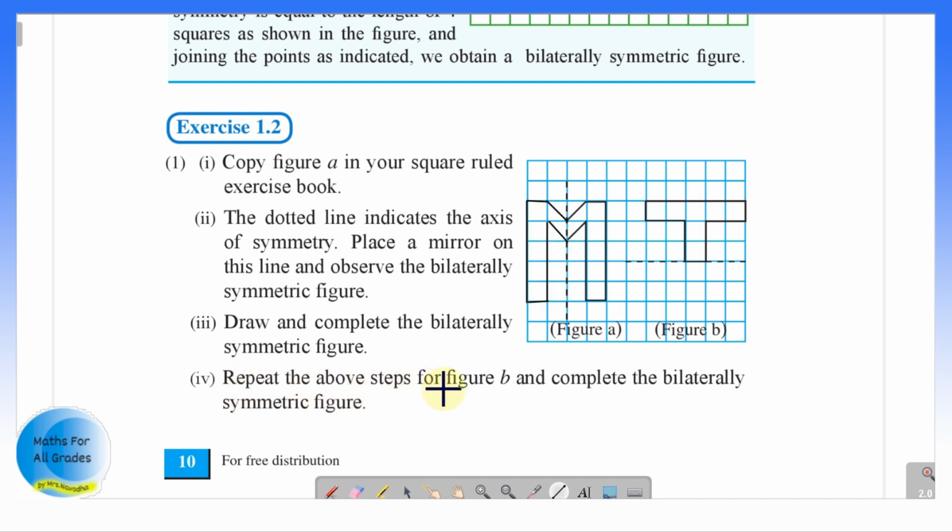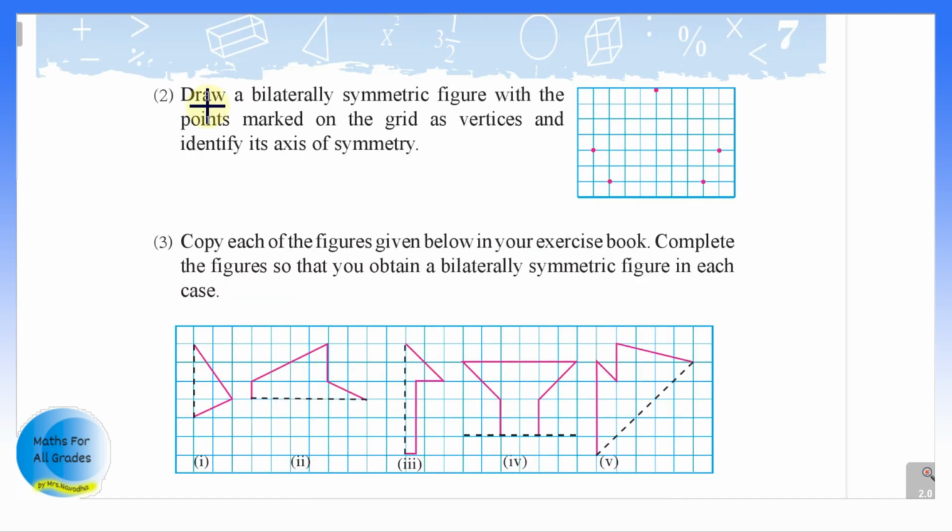Repeat the above steps for figure B and complete the bilaterally symmetric figure. 2 squares down, 2 squares down, 2 squares to the left side, 1 square down, 2 squares to the right side, 1 square down, and then connect. Draw a bilaterally symmetric figure with the points marked on the grid as vertices and identify its axis of symmetry. First, connect these points. Now you can mark the axis of symmetry like this.